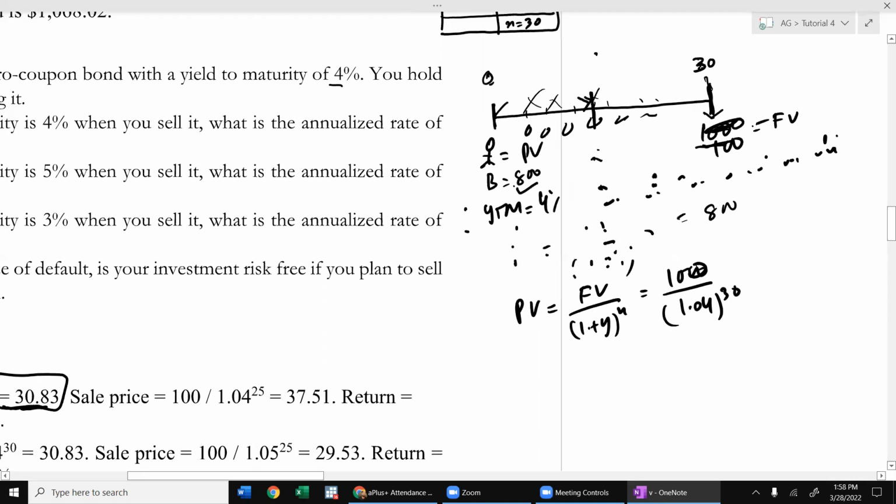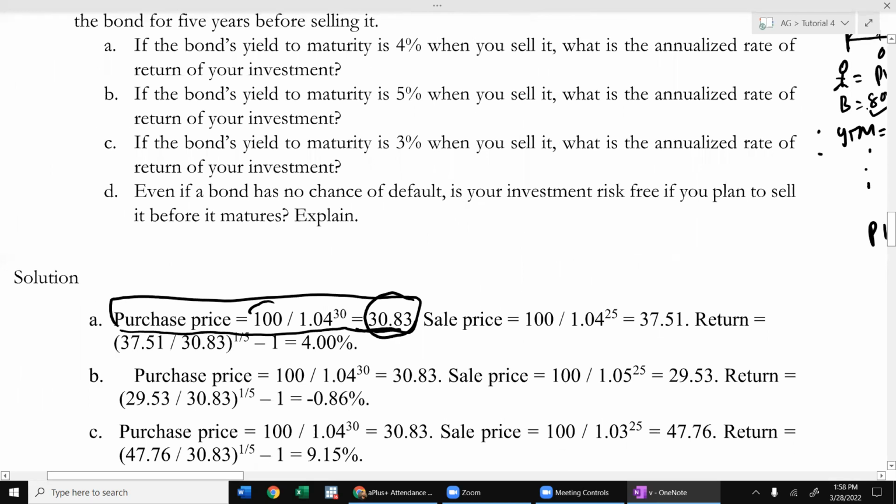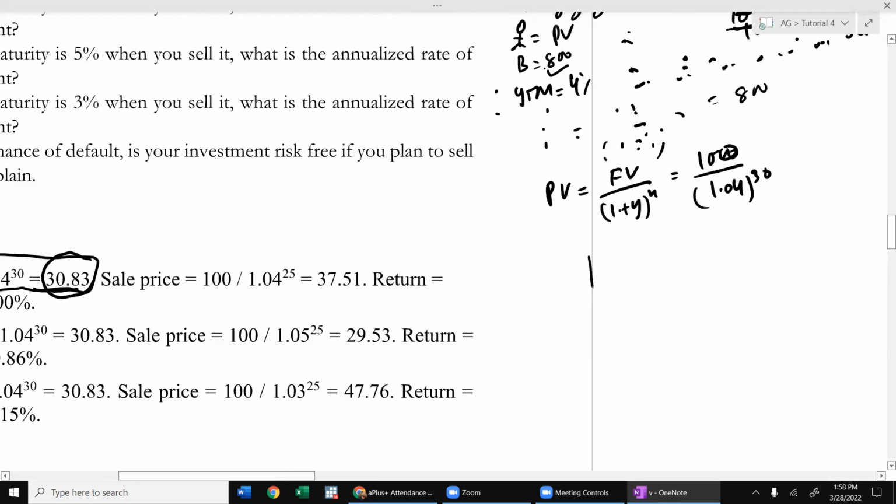So what is the price? What should be the price? That is 30.83. But you want to sell it after 25 years. So now the situation is like this: 0, 30. So the price should be 30.83. Okay. So when 5 years will pass, you are standing here, your position is here, right? So if I want to evaluate this bond now, what would be the price?